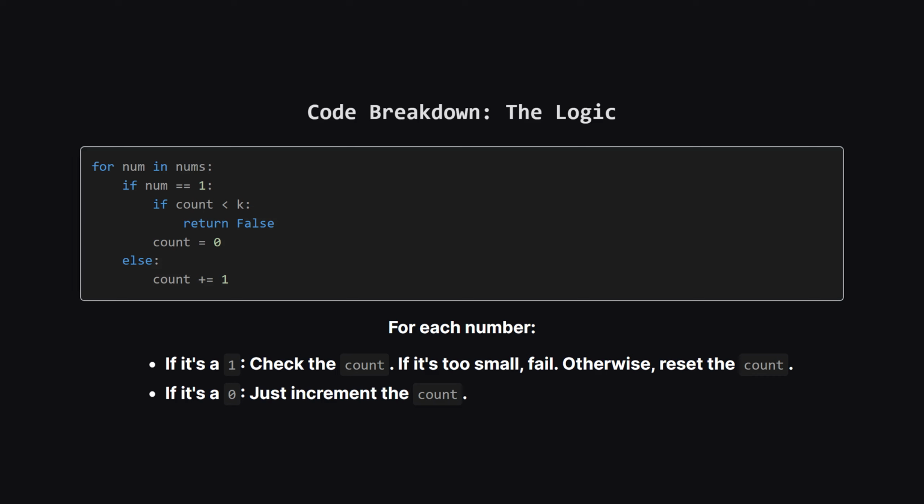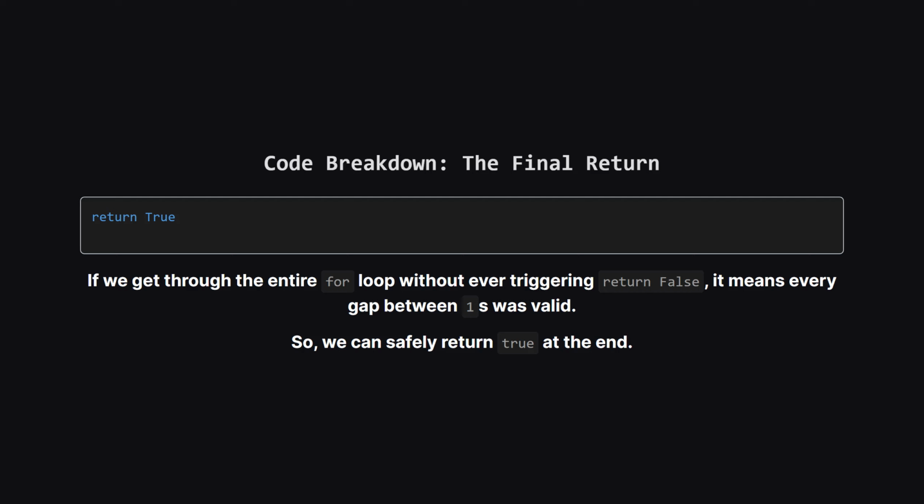If the count is fine, we reset it to 0 to start fresh for the next gap. And if the number we're looking at is a 0, we do the simplest thing possible. We just increment our counter. And finally, if our loop finishes completely, it means we never found a gap that was too small. That means every single pair of 1's was separated by at least k zeros. So we can confidently return true.